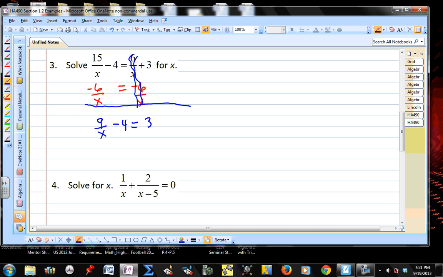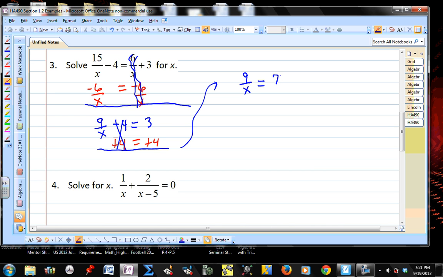And now we're going to do another step to both sides. We're going to get rid of minus 4 on the left by adding 4 to both sides. Minus 4 and plus 4 eliminate each other. We're running out of room, so we're going to work our way over here. We'll have on the left side 9 over x, and on the right side, we'll have 7.